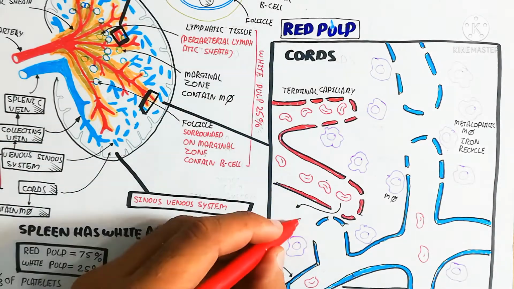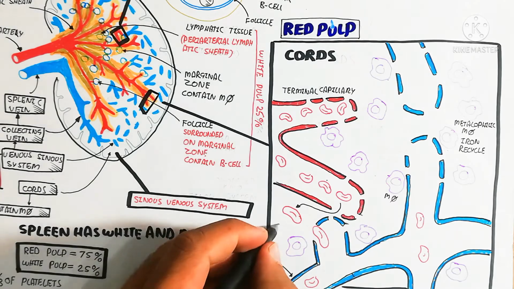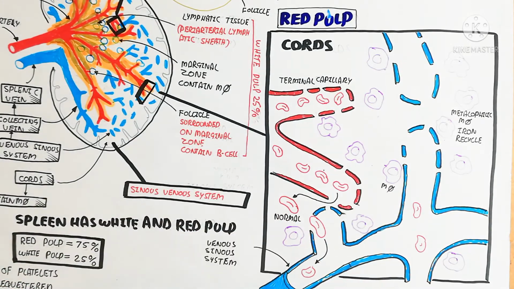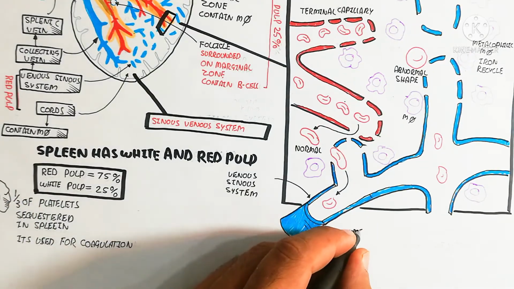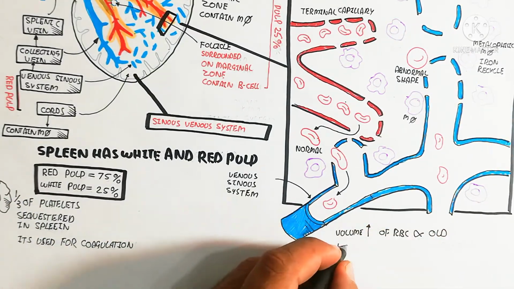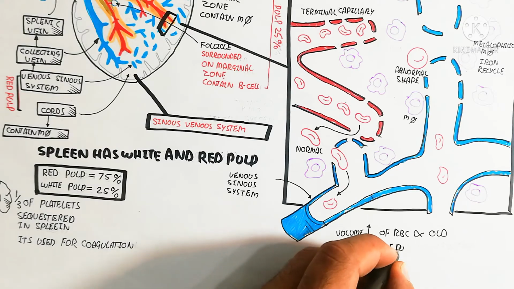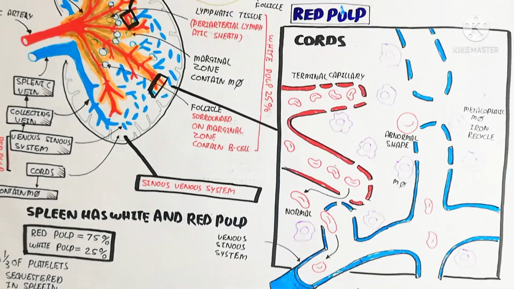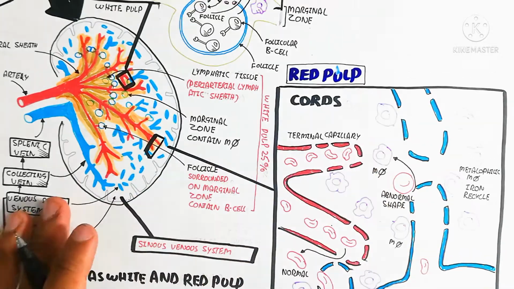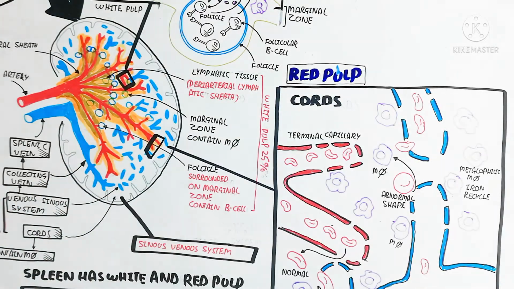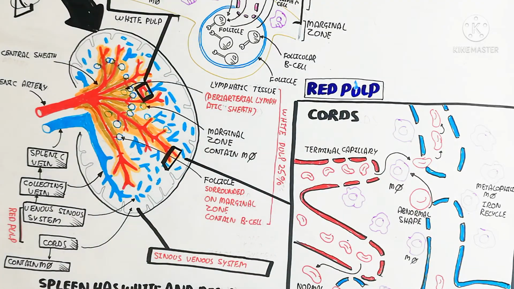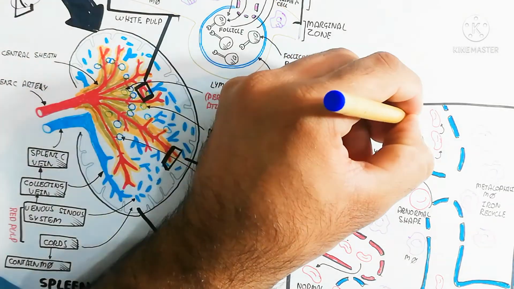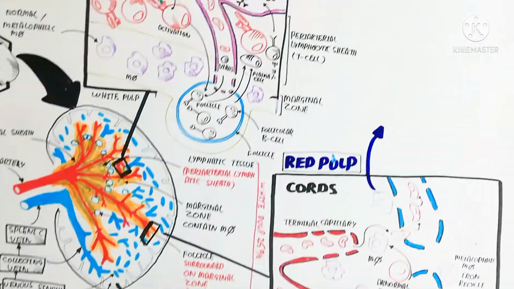On the other hand, an important thing is this slit. This slit allows the red blood cell to move into the cords, and when it goes into the cords, if it is healthy it will move into the venous sinus, while if not healthy, the abnormal shape will not move and the macrophage will engulf it. For example, when the volume decreases, it is a healthy red blood cell. When the volume increases, it is an unhealthy and old red blood cell. So the red blood cell will not move because the slit is narrow.